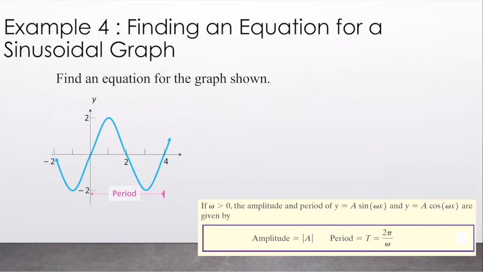Next, we're going to find the equation for this sinusoidal graph. So I am told what its period is. Its period is 4. So 4 is 2 pi over omega. And its amplitude is going to be 2.